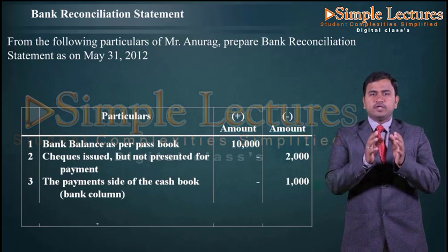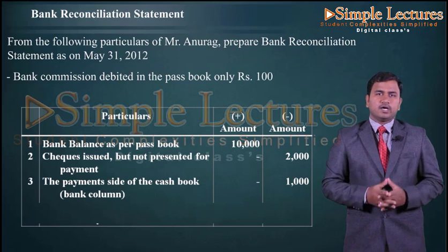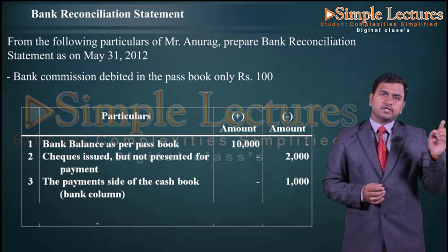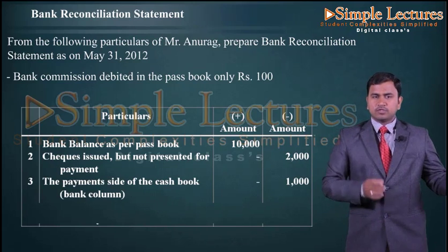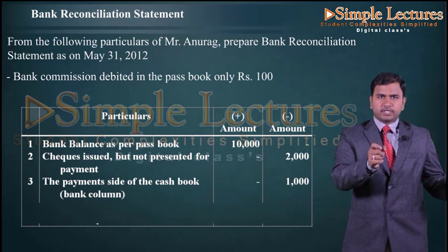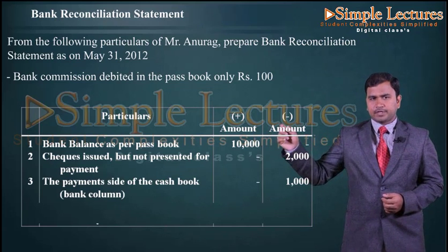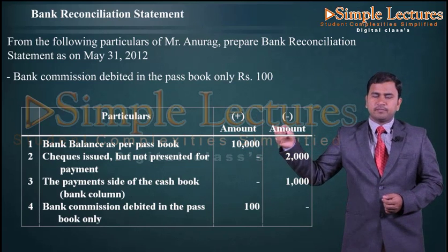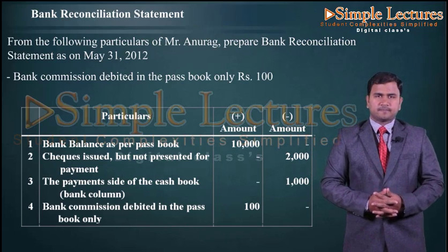Then we have the bank commission debited in the passbook only 100. So the bank commission was debited in the passbook, which was not deducted from cash book. To bring the balance as per the cash book, 100 rupees which was deducted, we have to add back again in the bank reconciliation statement. So here serial number 4, bank commission debited in passbook in the positive amount column 100.